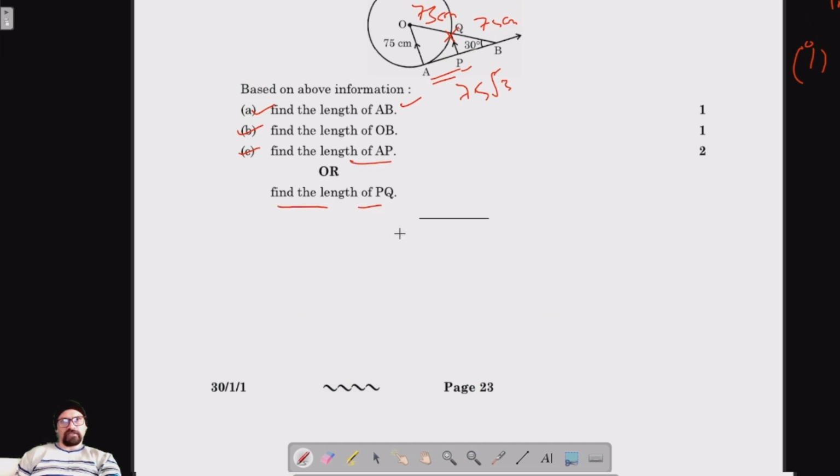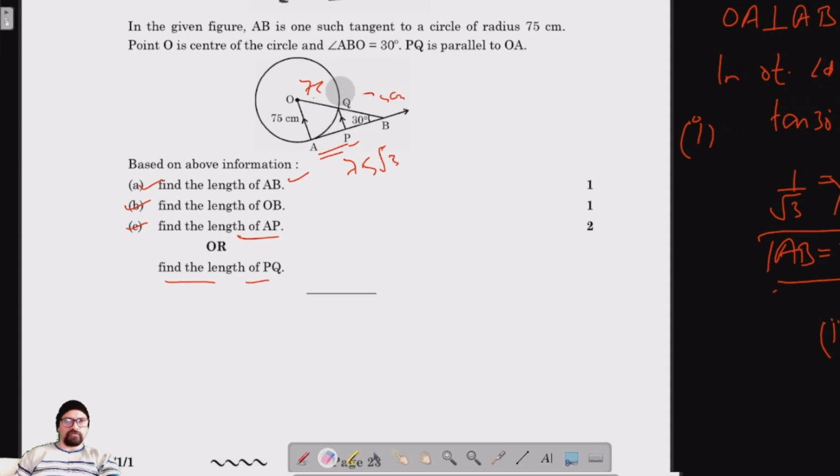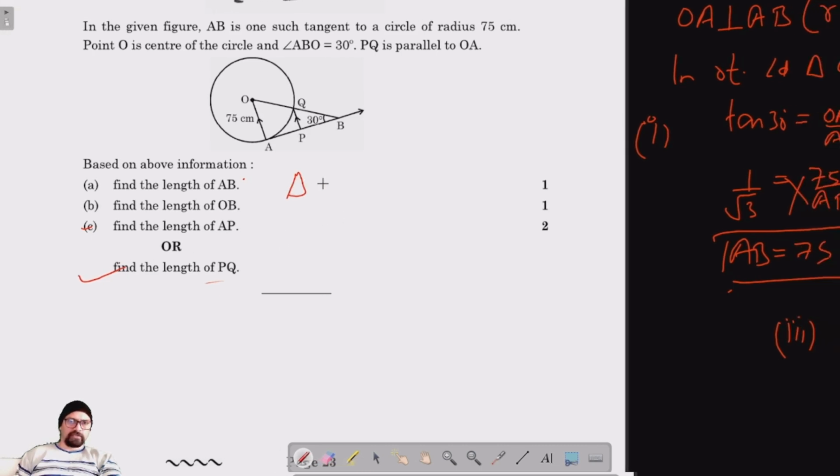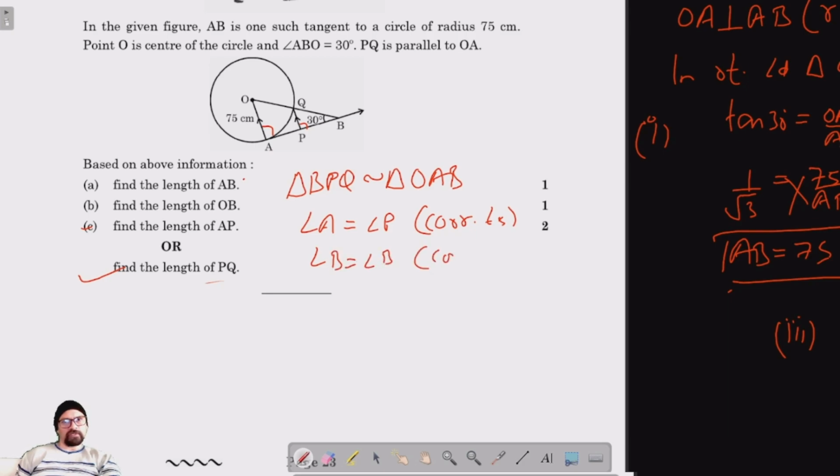Now find the length of PQ. If we have to find the length of PQ, this triangle BPQ is similar to triangle OAB. Why? Because angle A is equal to angle P. These are the corresponding angles, because PQ is parallel to OA, and angle B is equal to angle B. This is common.